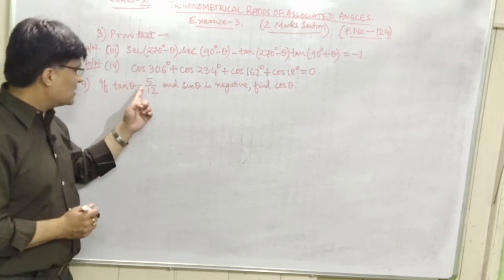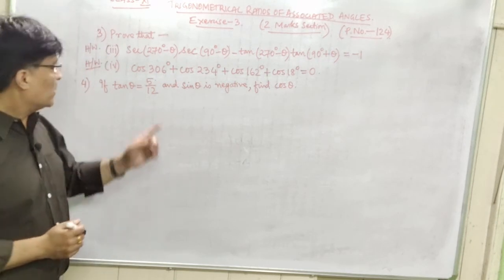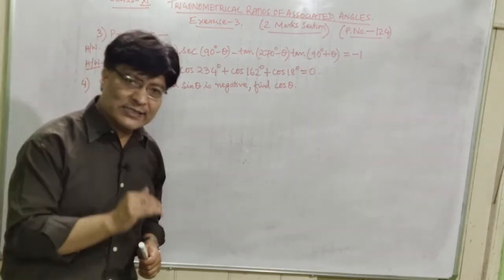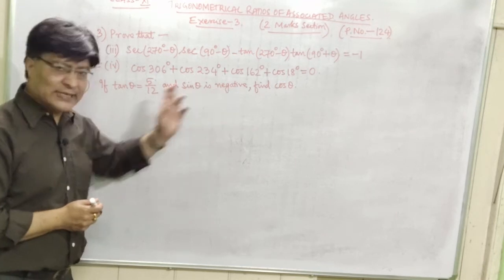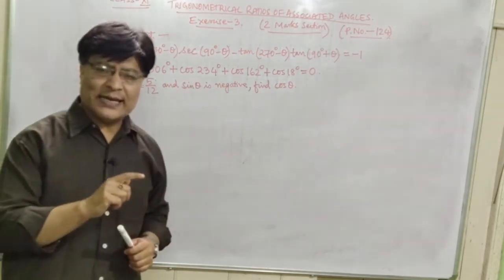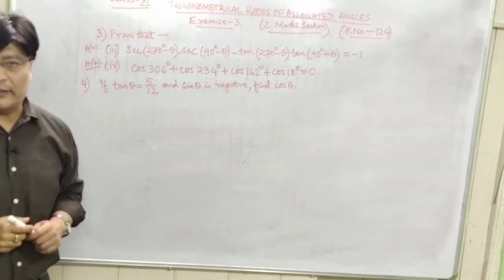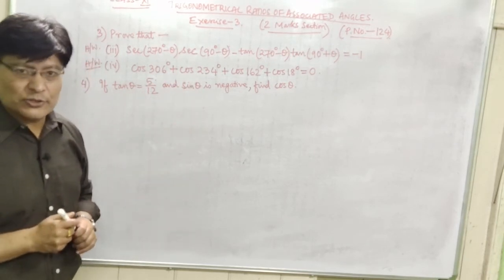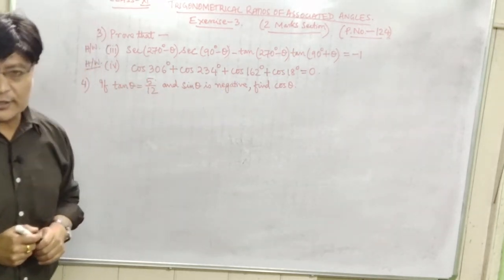So here tan theta is given positive and sin theta is given negative. So here tan theta is equal to plus 5 by 12. Tan theta is positive and sin theta is negative. In which quadrant sin theta is negative and tan theta is positive? You should know that. In which quadrant? In the third quadrant. That means this theta lies in the third quadrant. Is that understood now? So tan theta is 5 by 12.